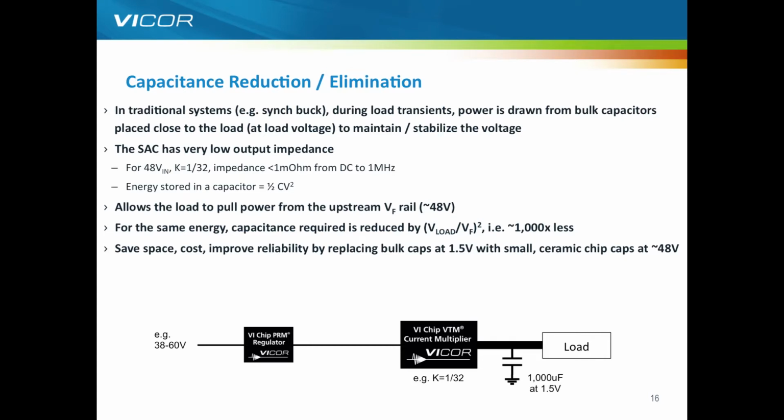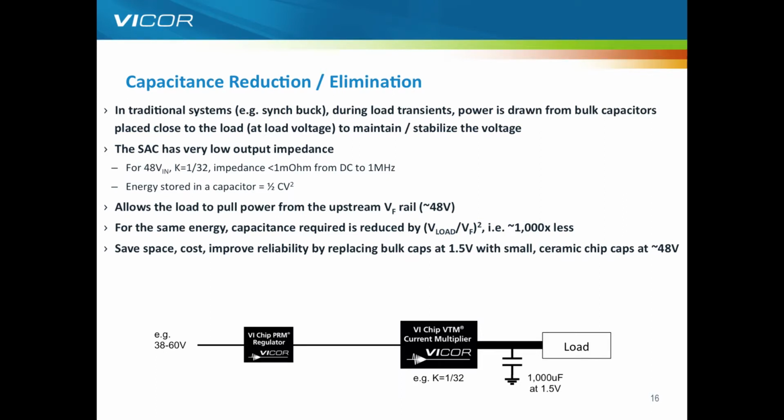So normally there are large bulk capacitors placed at the load itself from which to draw power and maintain that stable voltage. So those capacitors are located at, for example, the 1.5 volt rail. Now, we all know that the energy stored in a capacitor is proportional to the square of the voltage. So at 1.5 volts, that's not a lot of power.